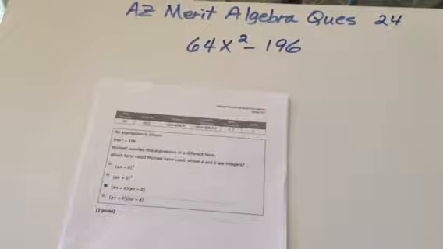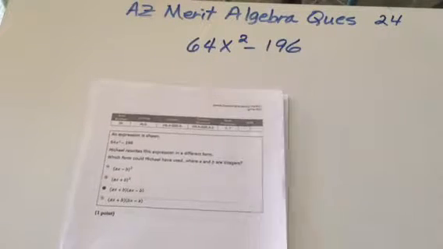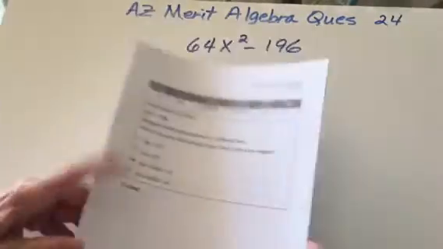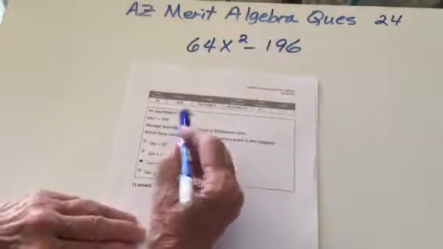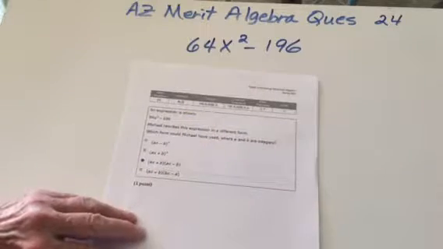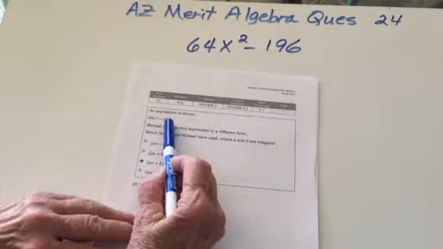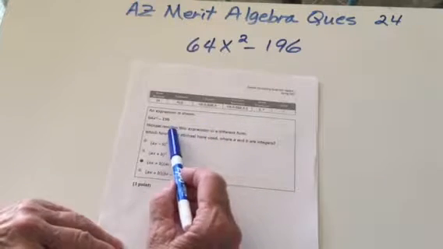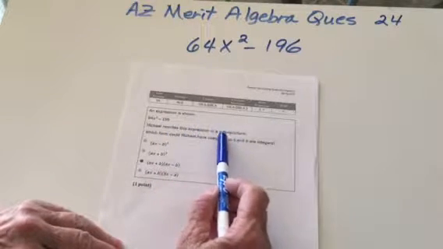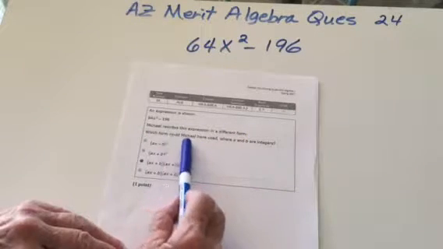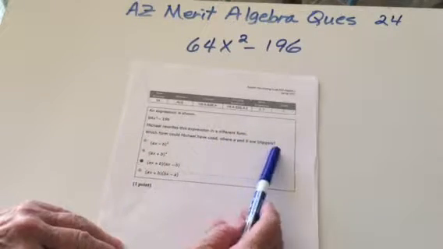In this video, we're going to look at question number 24 in the Arizona Merit test. You'll see that it says an expression is shown, 64x squared minus 196. It says Michael rewrites this expression in a different form. Which form could Michael have used where a and b are integers?